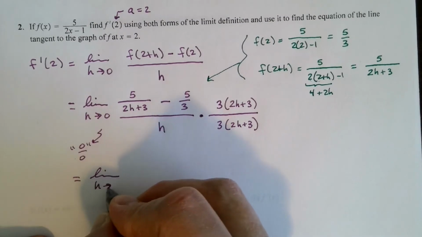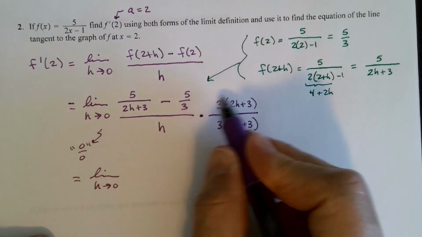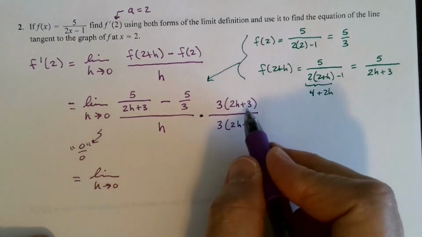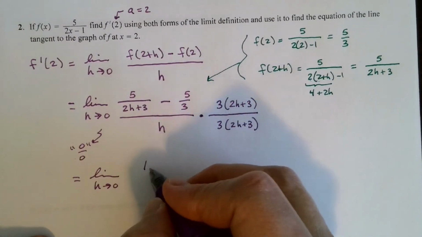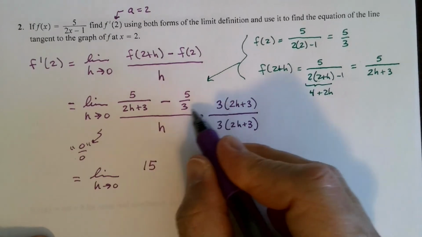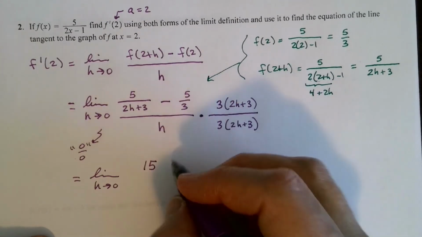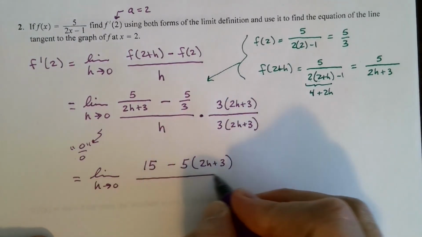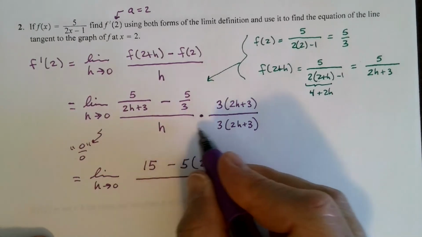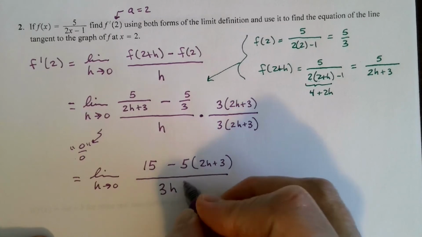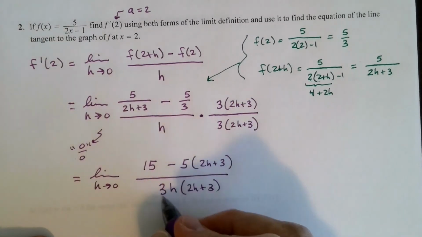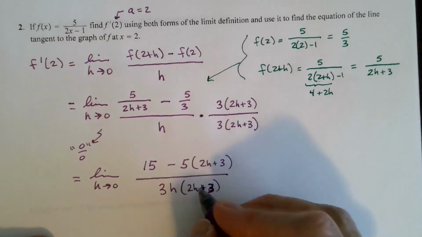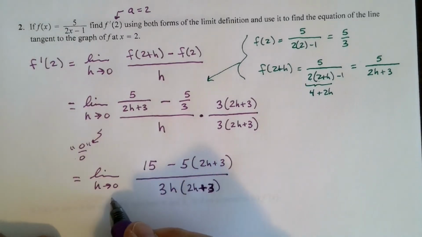So the limit as h goes to 0. Now I distribute across the top here the 3 times 2h plus 3. The 2h plus 3's are going to cancel, leaving me 3 times 5 is 15. Here the 3's will cancel, leaving negative 5 times the parentheses 2h plus 3 quantity. Down below, I'm just going to multiply all these together. H times 3, or 3h times 2h plus 3. I could distribute that through, but again, I want to leave it factored because I'm going to be looking for a common factor to simplify this expression so I can evaluate the limit.